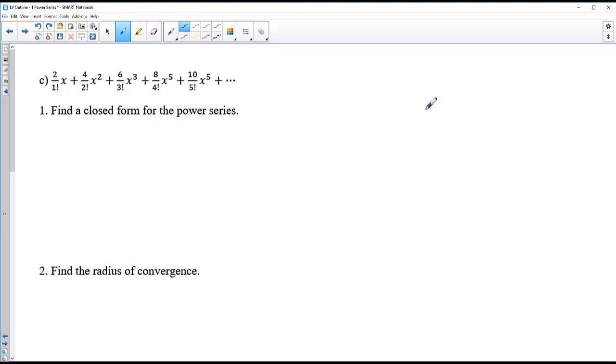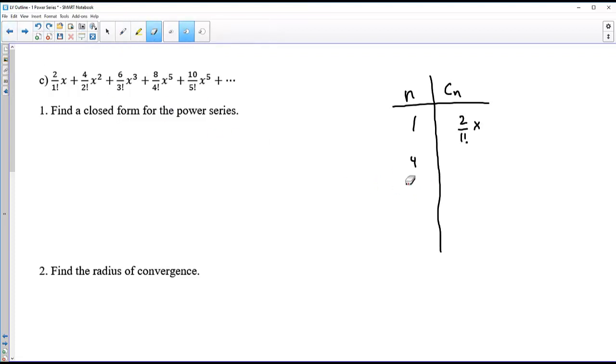I think I'm going to put my table over here so I have a little bit more room to work. So here I'm going to put my table. I have n and c sub n. And I just start this off. Now, here you have to be a little bit careful because you don't have a constant term. So I'm going to start my n at 1. And so here I have 2 divided by 1 factorial x. Oops, I'm sorry. I have the number 2 over here.